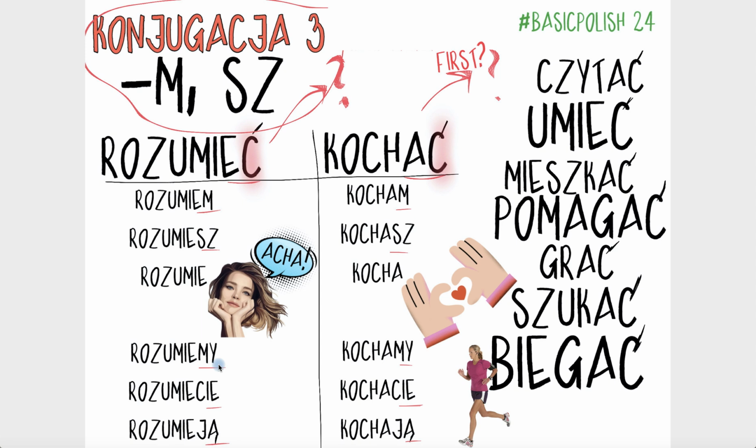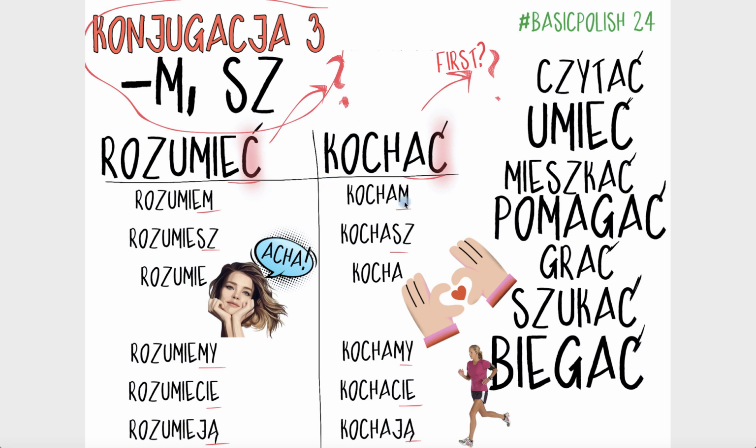Umiemy, we can, we know. Umiecie, you can, you know. And umieją, they can, they know. Now, kochać is a very, very good example of the ać verb. To love, that's to love.